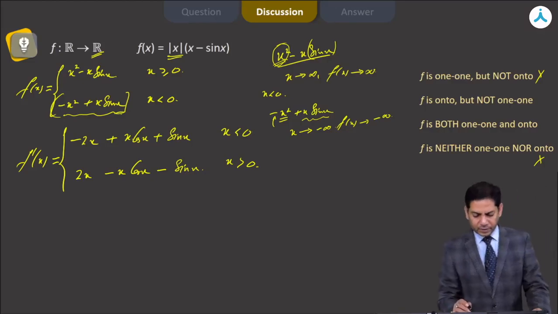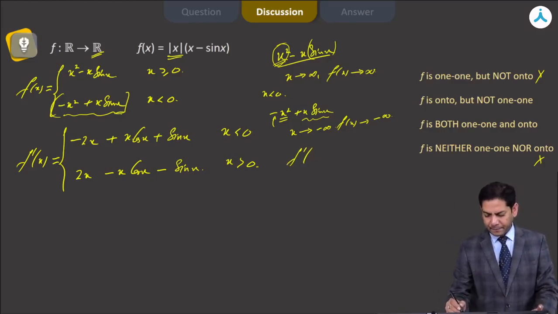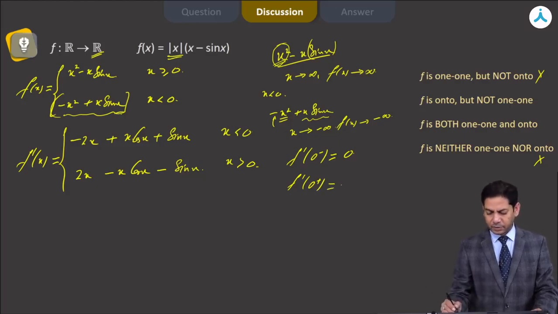Now what we can say from here, f dash 0 minus, we are getting it equal to 0, and f dash 0 plus, that is when x is approaching 0, then also this is equal to 0.